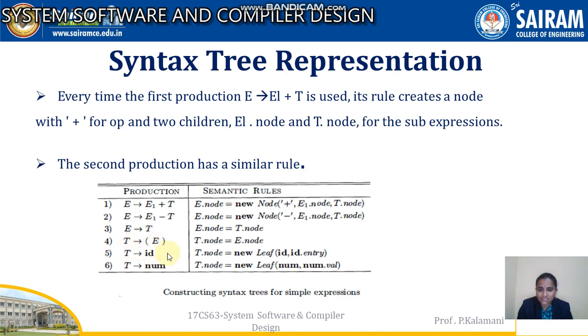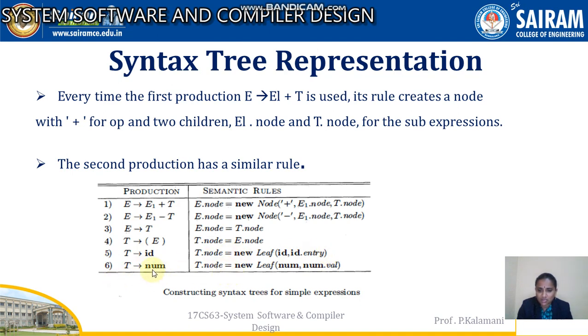Next, T defines E within brackets is also the same thing: E dot node is assigned to T dot node. Then T defines ID means, here we know that ID is a terminal symbol, so it is a leaf node. So T dot node is equal to a new leaf will be created, along with ID comma, and what is the value? ID dot entry.